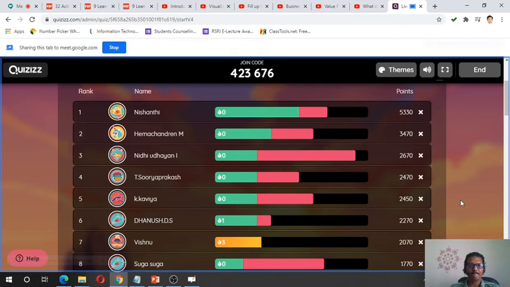Navinasha is coming forward. Nishanti is in top as of now. Someone beat Nishanti, man. Make it fast. Okay, Dhanush is coming up fast. Yamachandran is coming. Shenbaga Pandian is also on the top.